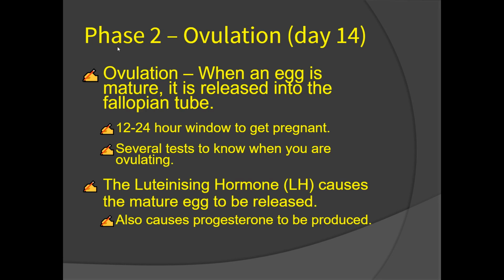Phase 2, ovulation, okay, day 14. Ovulation is when the egg is mature and is released into the fallopian tube. This is between 12 and 24 hours that a person may have to get pregnant, or is most likely to get pregnant. There's several tests to know when a person is ovulating, and luteinizing hormone causes the mature egg to be released, okay, also causing progesterone to be produced.